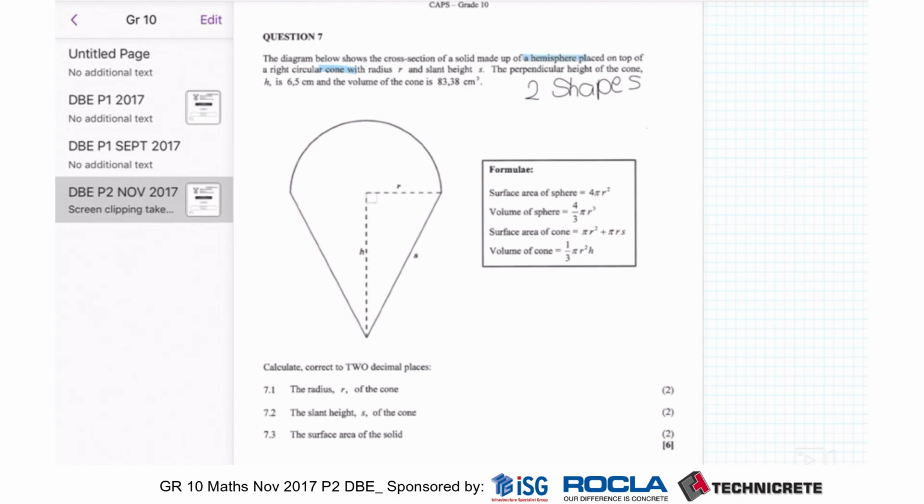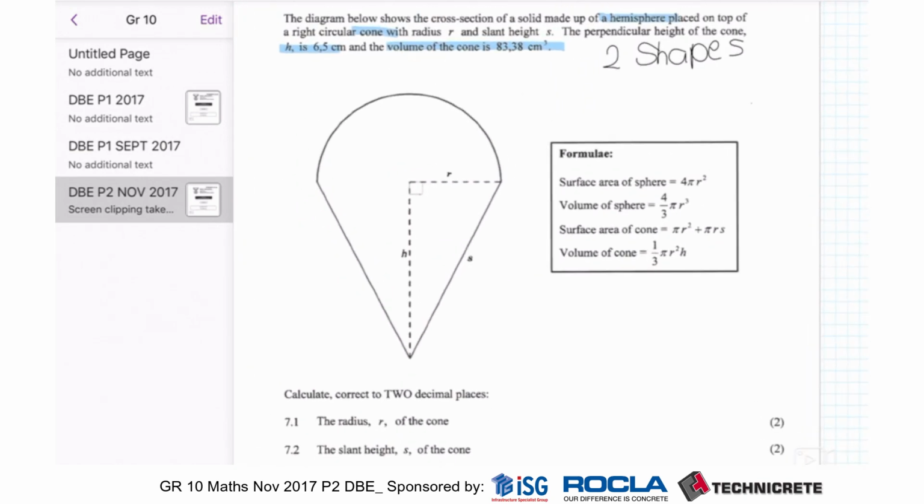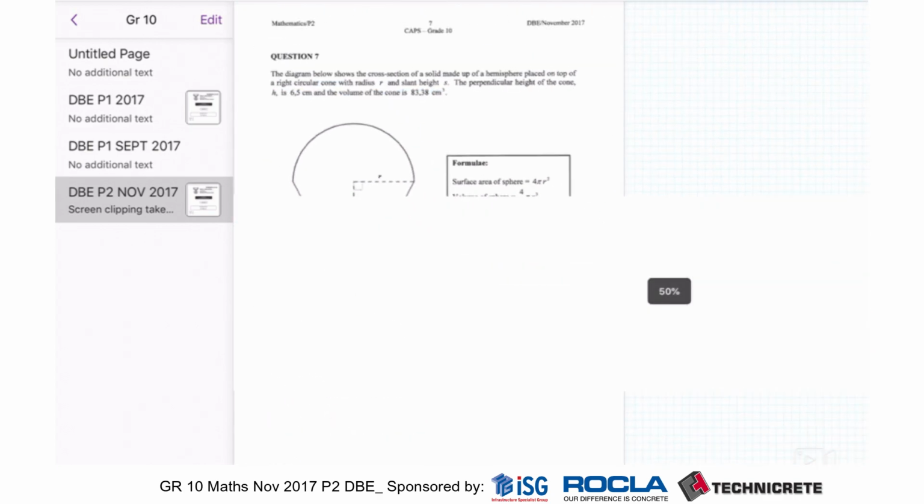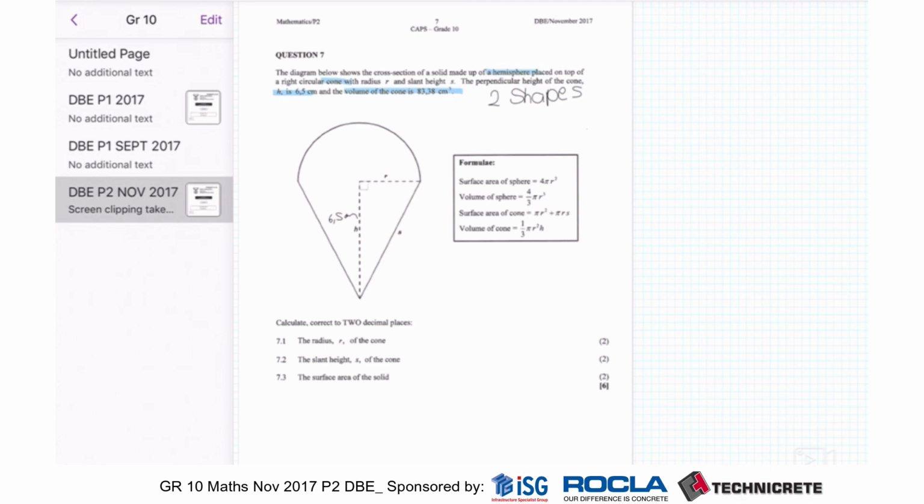We've got a radius, we've got a height, we've got a slant. They give me that the height is 6.5 and the volume of the cone is 83.38. So I'm going to fill in the height because that's very relevant, 6.5, and useful. They give us our formula, which is great. Calculate correct to 2 decimal places the radius of the cone. Because they give me the volume of the cone and I've got a formula for volume of a cone, I can solve for radius and I know height. So the only unknown there is the radius.